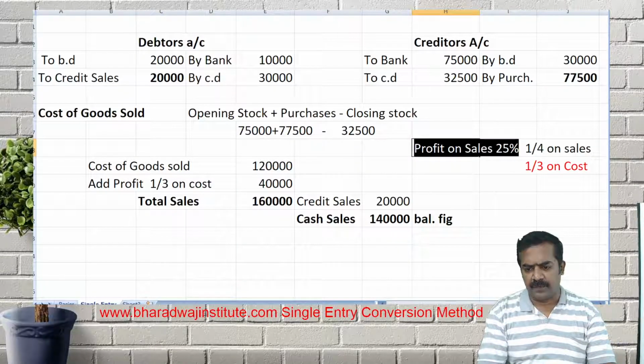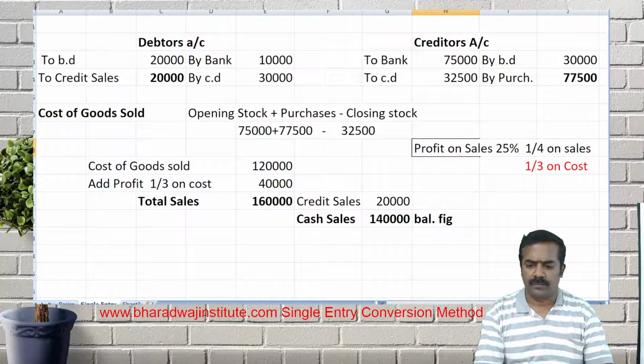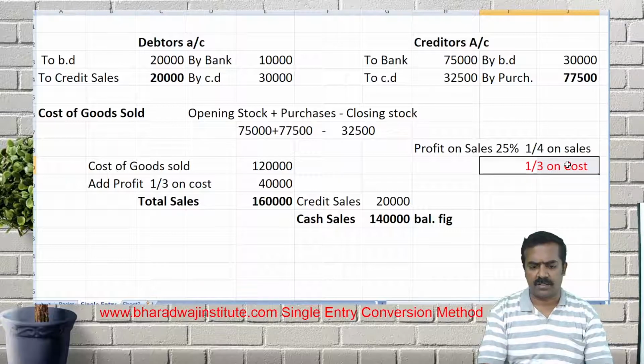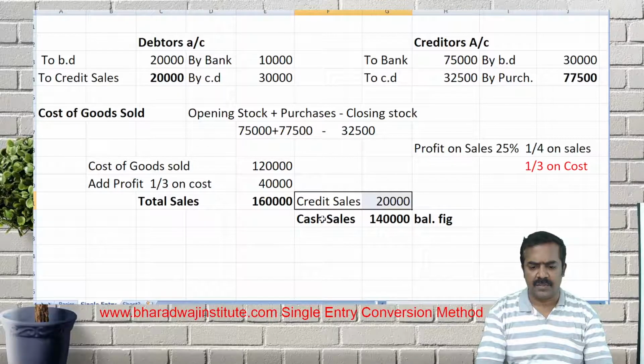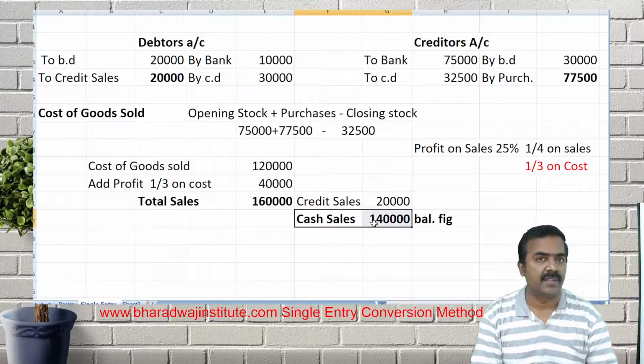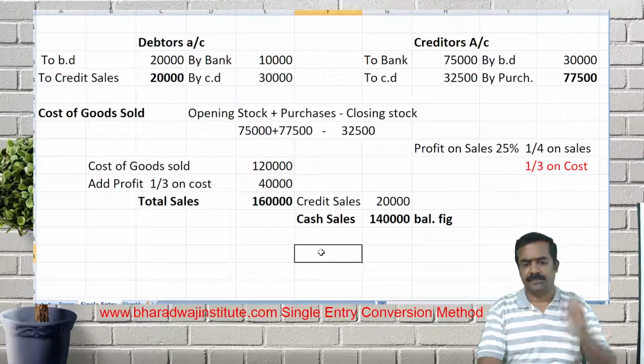On sales 25%, that is 1/4. This 1 rupee is profit, 4 rupees sales, so cost will be 3 rupees. So 1/3 on cost. Add profit, you get total sales. Credit sales we know. Cash sales we get as a balancing figure.